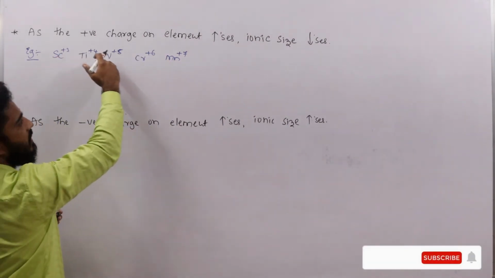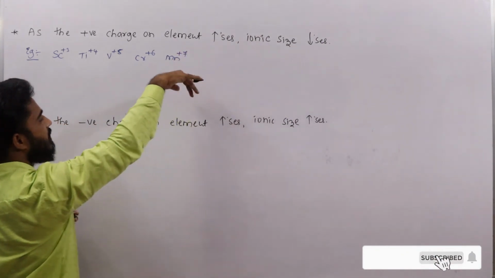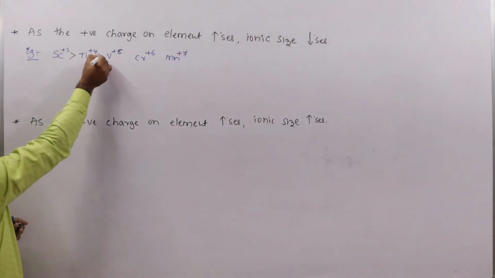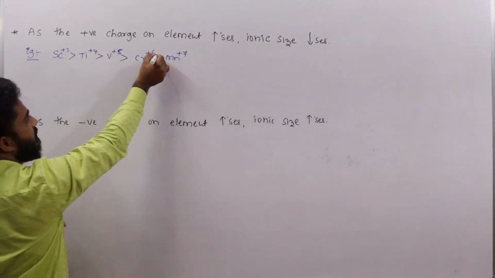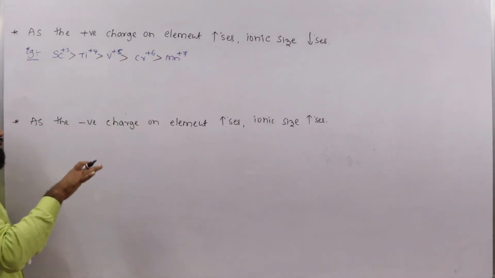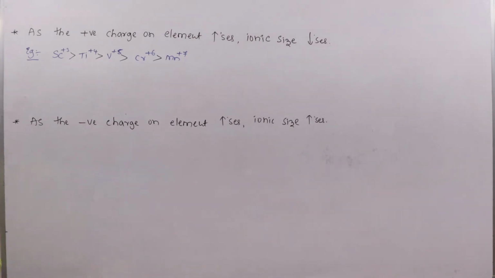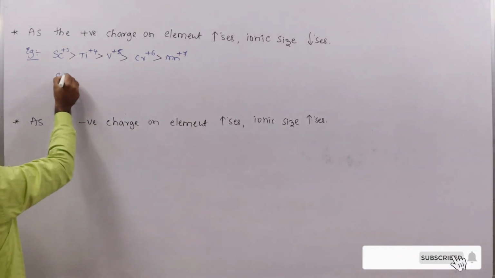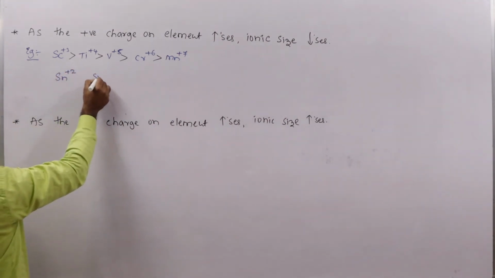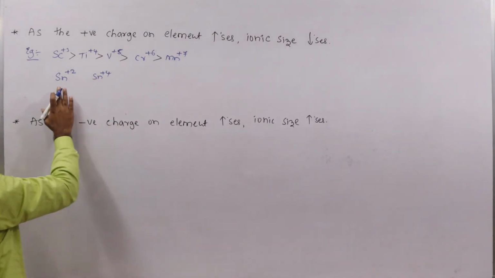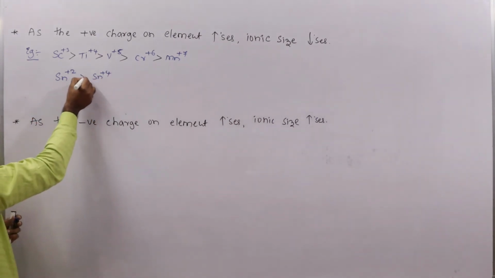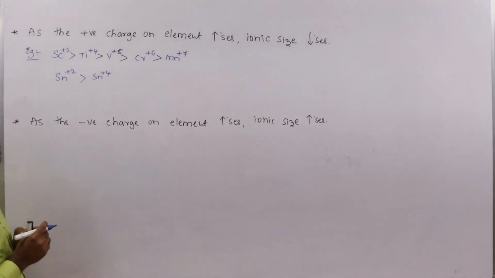When the positive charge increases on elements, what will happen to ionic size? It decreases. That's why this is the order: from Sc3+ to Mn7+, size decreases. Okay, if you see the next example, Sn2+ and Sn4+. From here to here, charge increased, then size decreases.